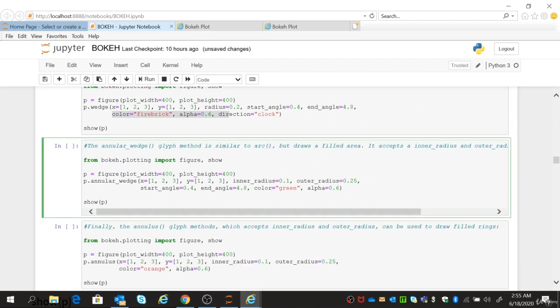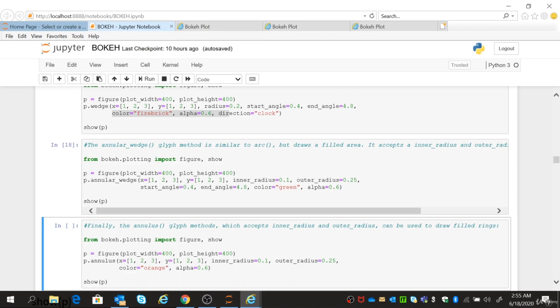The third function that we discussed was the annular wedge. I told you that it is again similar to arc, but it will give you a filled area. So there are two more extra parameters that we have put up. The parameters are the inner radius, that's an extra parameter, and the outer radius, that is again an extra parameter. So let's see how it differs from the remaining two. Okay, let's see what comes out. Yes, so now you can see here, it's a filled area. I have mentioned the inner and the outer radius as well.